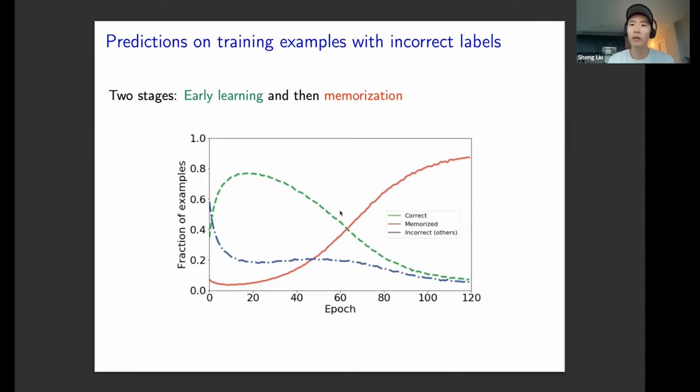So this is what we call the memorization stage, in the later stage of training. But in the very beginning, you'll observe what we call the early learning stage: even though the model is trained on wrongly labeled examples, it can still predict them correctly. You'll see the growth here. And that's what we call the early learning stage.